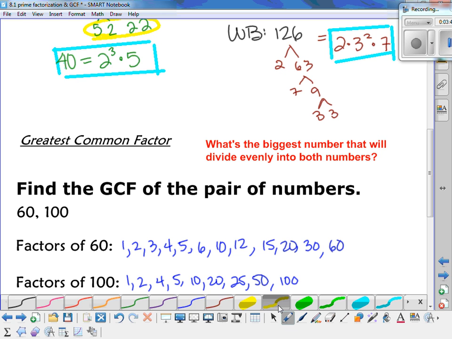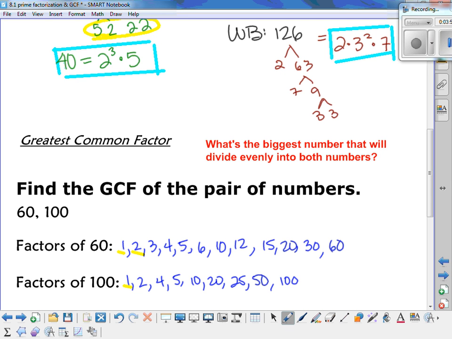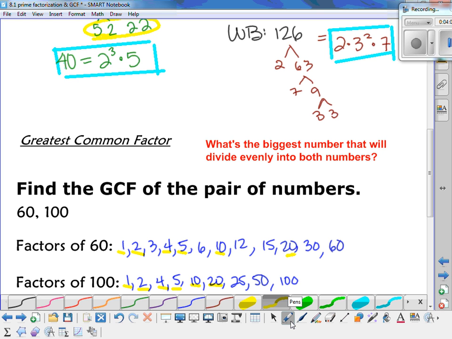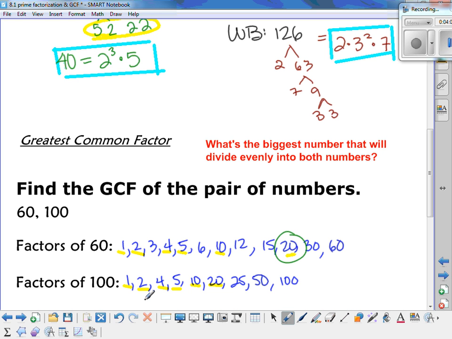So we've got several numbers that are on there, right? They both have 1s, they both have 2s, they both have 4s and 5s and 10s and 20. If I go past 20, are there any bigger ones? No. So the greatest common factor in this case is 20.